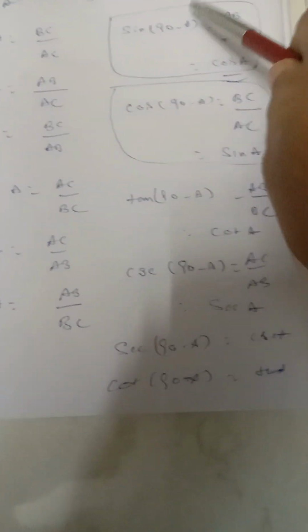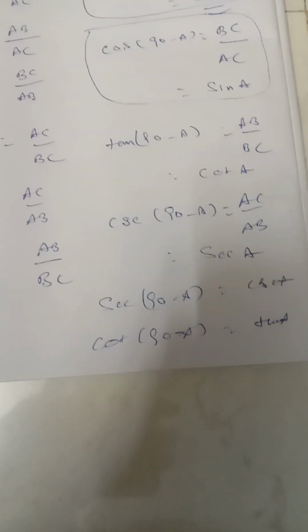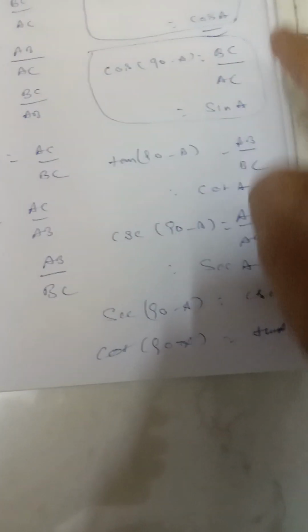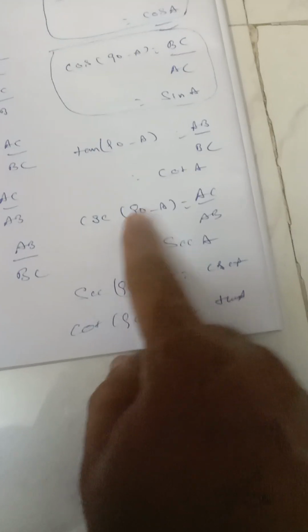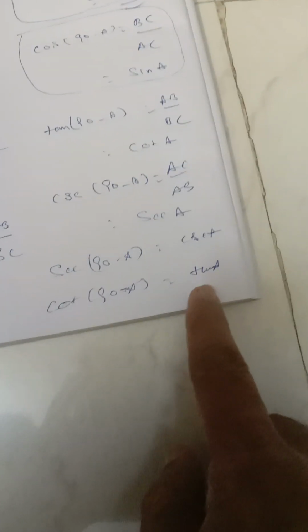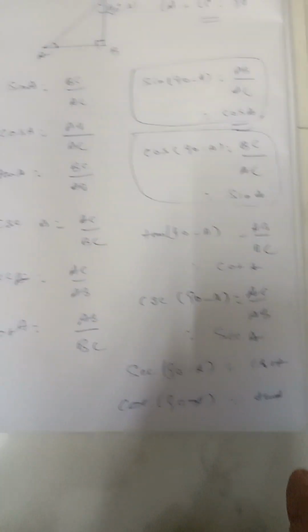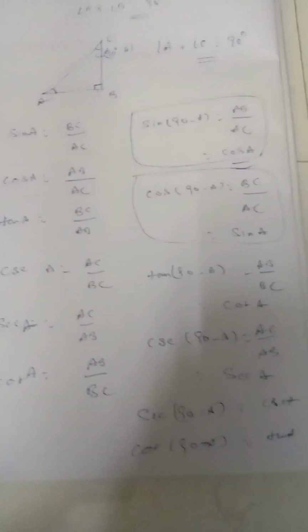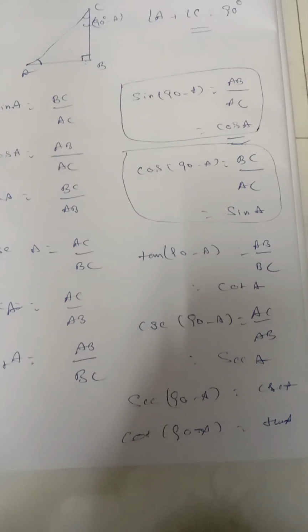These are all complementary angles. So sin 90 minus A is cos A. If you are using theta, we can use sin 90 minus theta is cos theta, cos 90 minus theta is sin theta, tan 90 minus theta is cot theta, cosecant 90 minus theta is secant theta, secant 90 minus theta is cosecant theta, cot 90 minus theta is tan theta. These are all called trigonometric ratios of complementary angles. This we will use in solving problems in future.